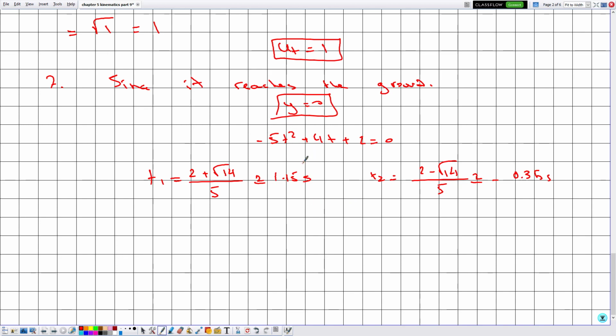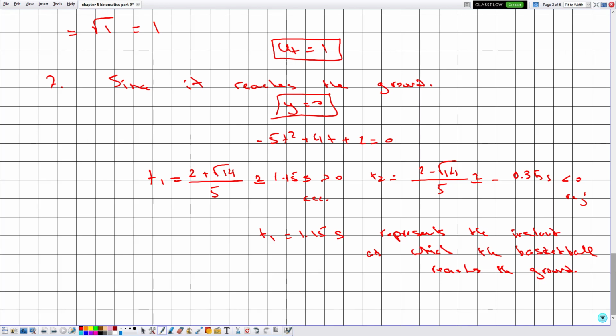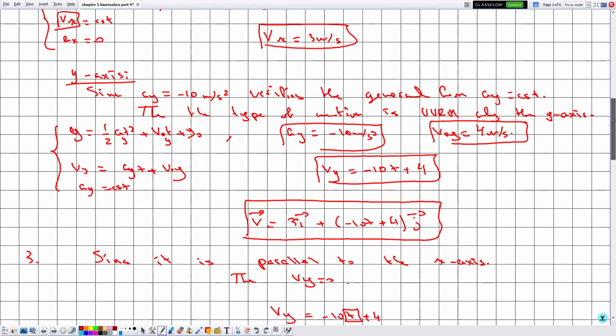but we know that it will reach the ground only at what instant? For the first instant. Time is always positive, so this is positive, accepted, and this is negative, rejected. Then t1 represents the instant at which the basketball reaches the ground. Okay, and by this we have finished solving this exercise.